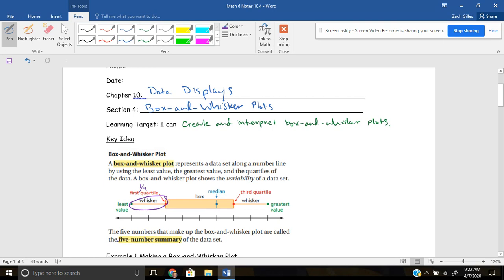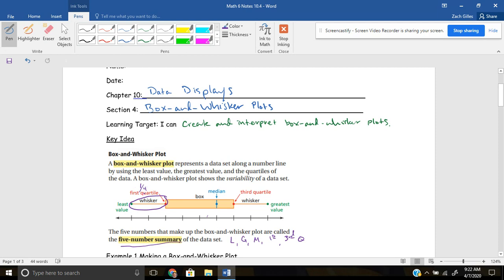When you use a box and whisker plot, you have 5 numbers that make up the box and whisker plot. And sometimes those are called the 5-number summary. So the 5 would be median, first and third quartiles, and the least and greatest values. So least, greatest, median, and then first and third quartiles make up the 1, 2, 3, 4, 5 numbers, the 5-number summary data points. And then when you use those 5 numbers, that creates 4 different chunks of information.